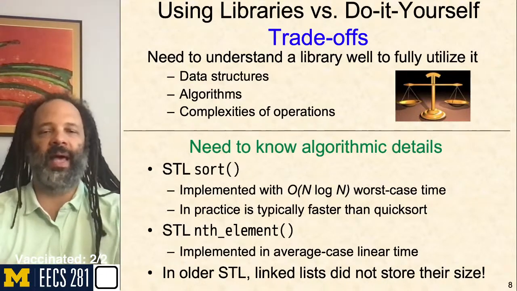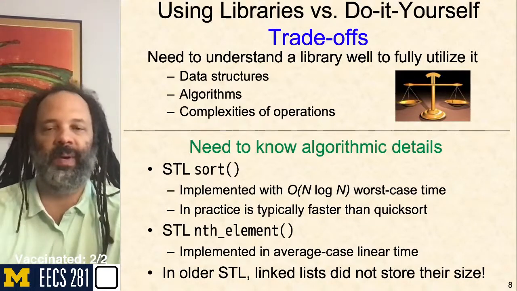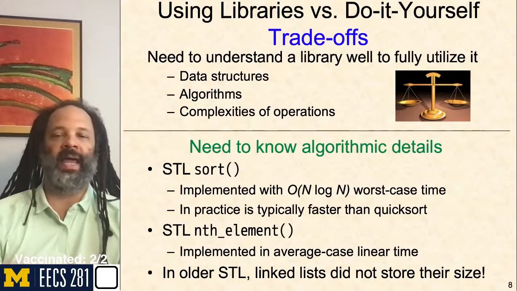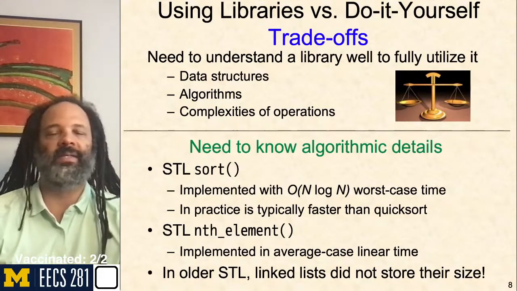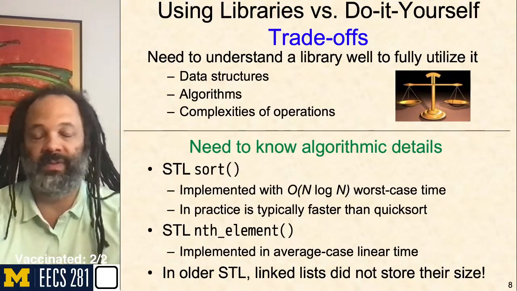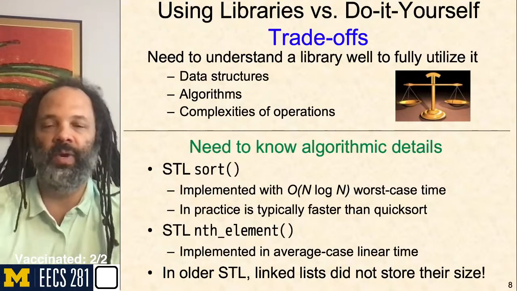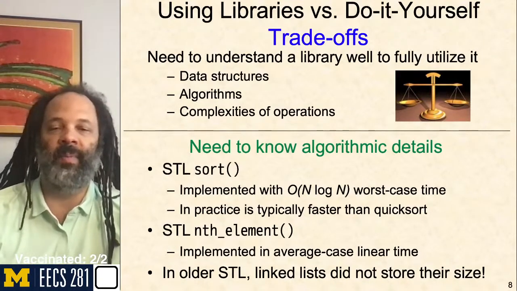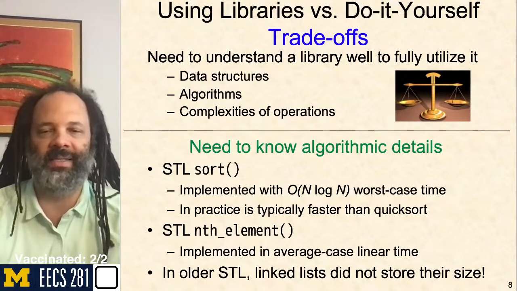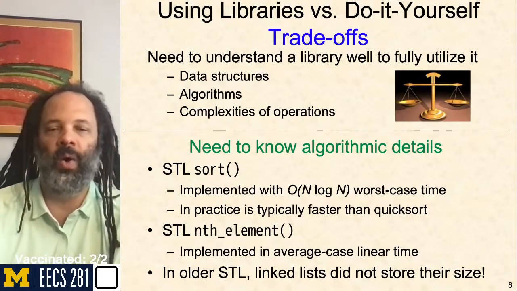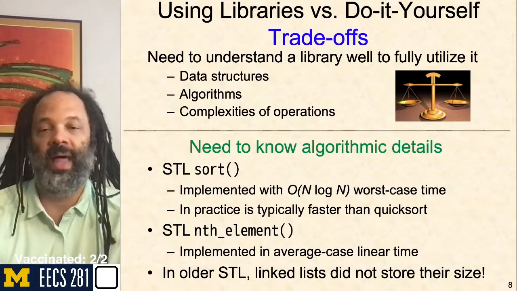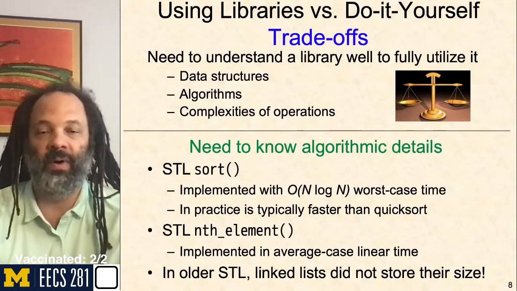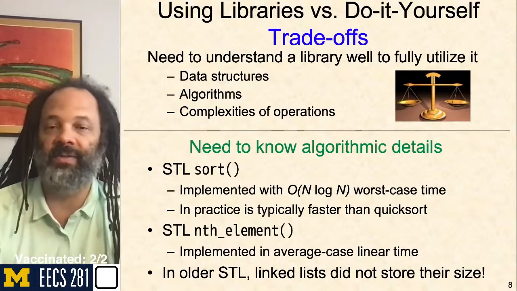You do need to know some of the algorithmic details. That's what reading some of those pages is good for. So understanding things like, how does STL sort work? This is something that we know now, if we've studied it, even just done a little bit of reading on it, that the STL sort is implemented with this n log n worst-case time. It's always going to be n log n, no worse. That's great. In practice, this is typically faster than quicksort. So, you know, I would use STL sort over quicksort, things like that.